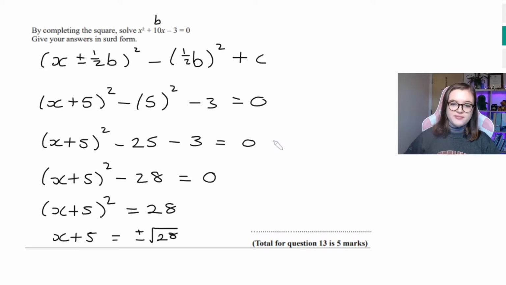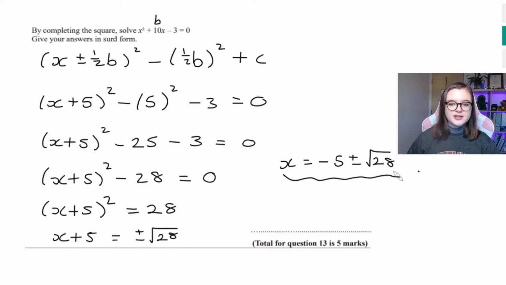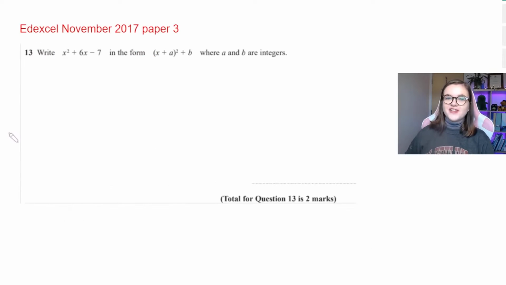And then you take away 5. So then we get x equals minus 5 plus or minus the square root of 28. And that is your final answer. That's both your solutions. So easy peasy. You just add the number over, square root it, remembering your plus and minus signs, and then take away the number. Hey presto. Okay, first exam question then.